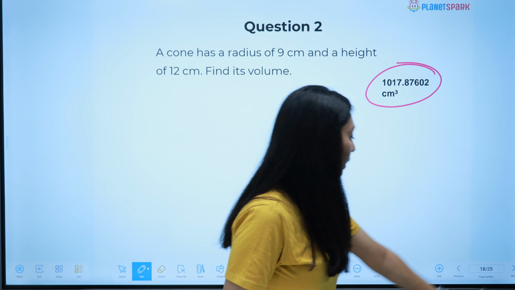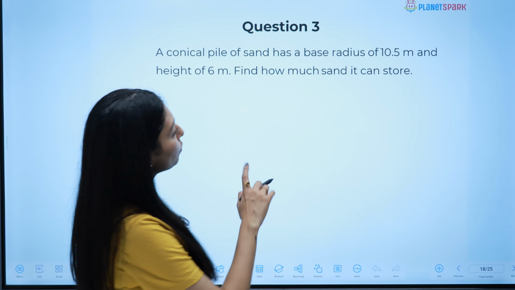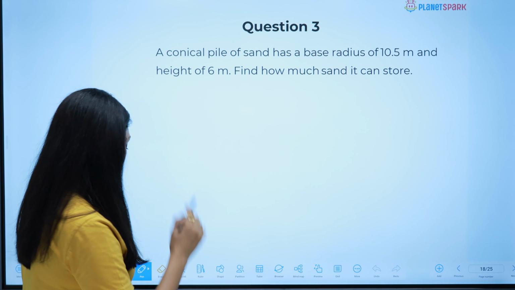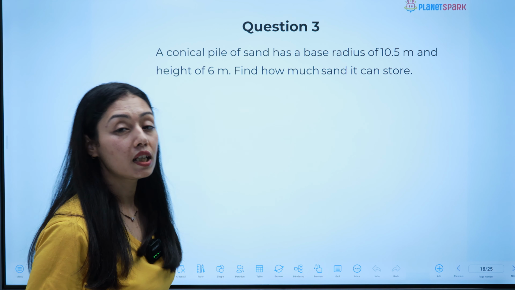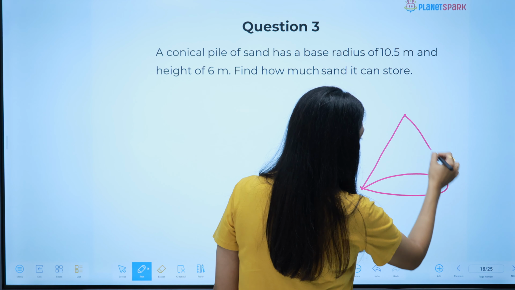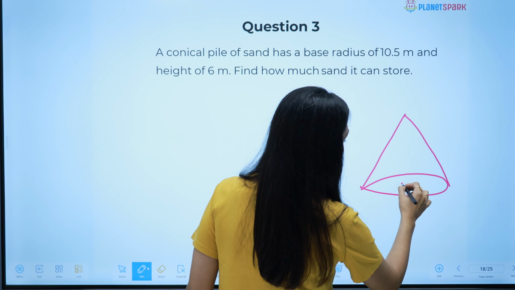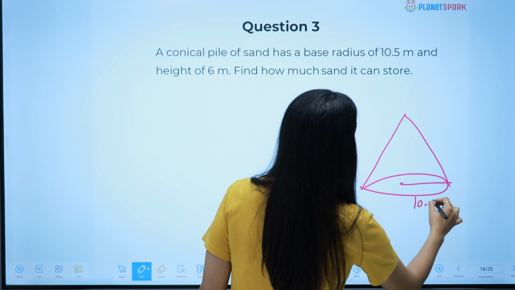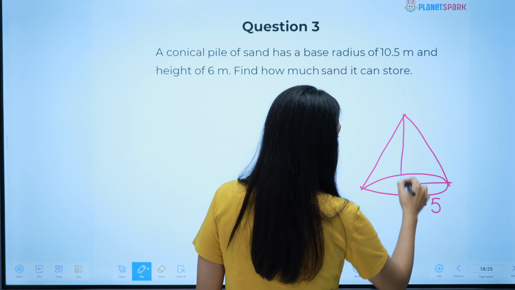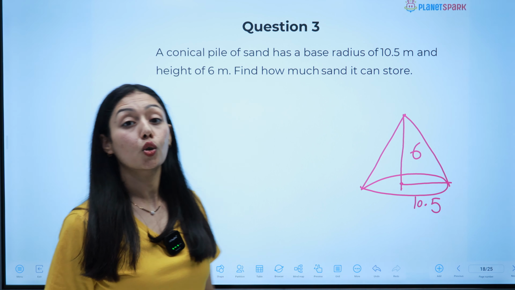Okay, next one everybody. A conical pile of sand has a base radius of 10.5 meter and height 6 meter. So क्या है हमारे पास? Conical pile of sand, right? मिट्टी एक cone की shape में है हमारे पास. And for the base, the radius is given to be 10.5 and height is 6. Okay, how much sand it can store?